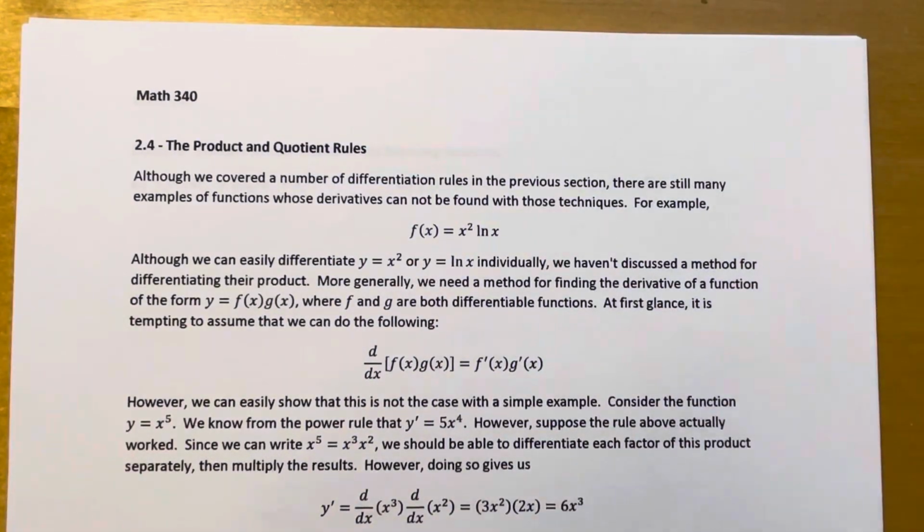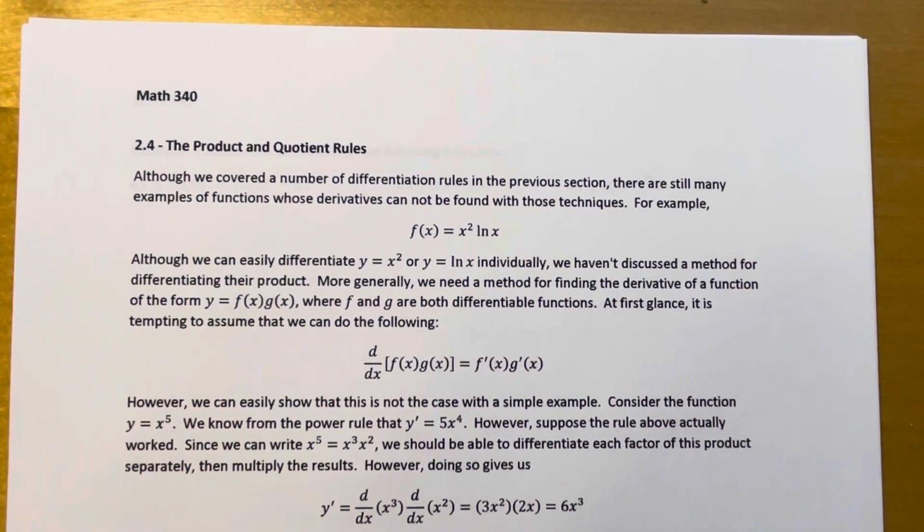All right, we're in section 2.4 today. We're talking about the product and quotient rules. Both of these rules are additional differentiation rules, which means rules for taking derivatives of certain types of functions. We went through a whole lot of different differentiation rules and techniques in the previous section, and this is basically going to be like adding to that list.